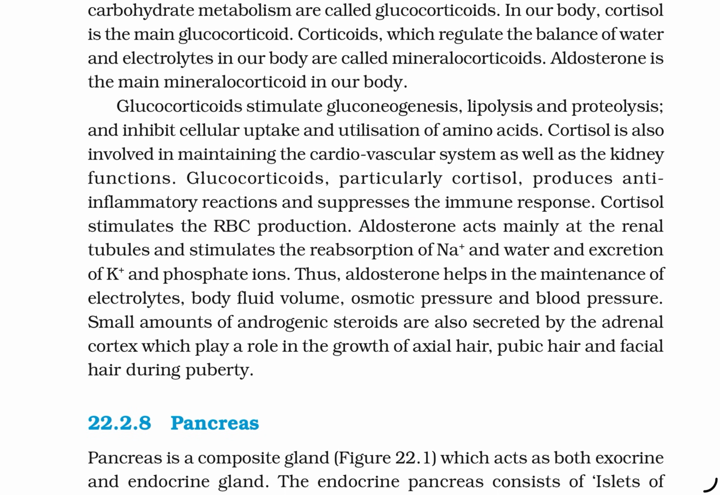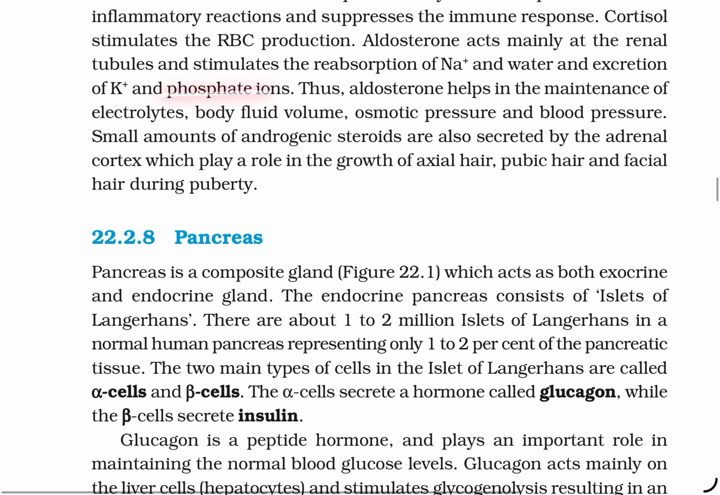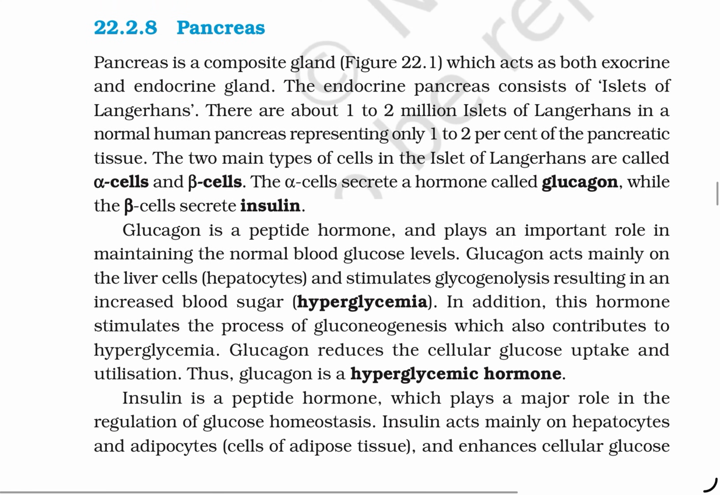Aldosterone acts mainly at the renal tubules and stimulates the reabsorption of Na+ and water, and the secretion of K+ and phosphate ions. Thus, aldosterone helps in the maintenance of electrolytes, body fluid volume, osmotic pressure, and blood pressure. A small amount of androgenic steroids are secreted from the adrenal cortex, which play a role in the growth of axillary hair, pubic hair, and facial hair during puberty.